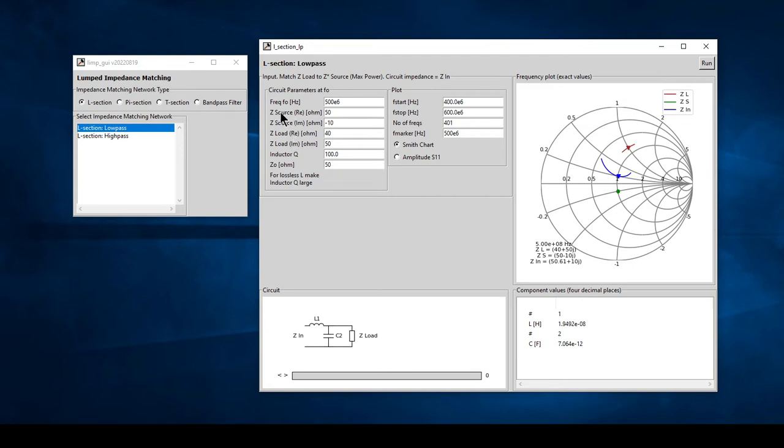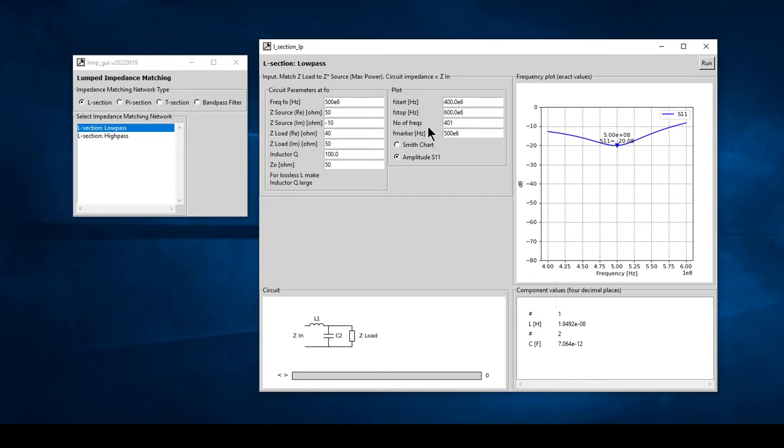So this is a complex impedance of the source, 50 minus J10. You can make this real just by making your imaginary part 0. We have inductor Q, we have the system impedance, stop-start frequencies for the plot, number of frequencies. If you increase this, your plot can become smoother. A marker we can move around, and then you can select between a Smith chart and the amplitude. For example, here we see the amplitude.